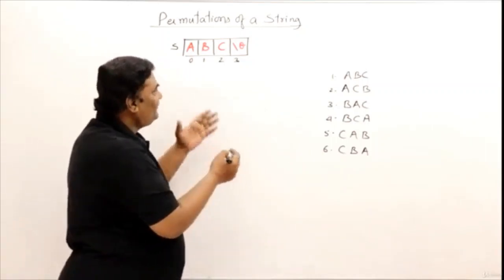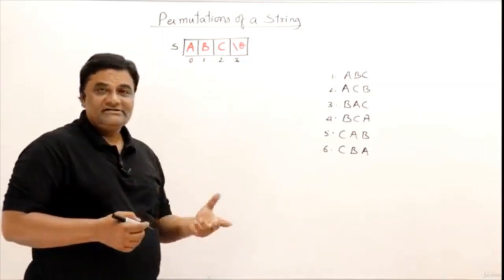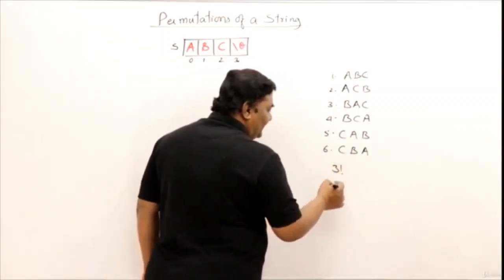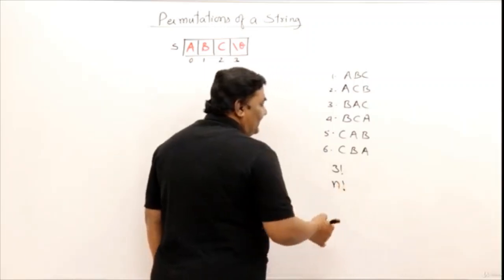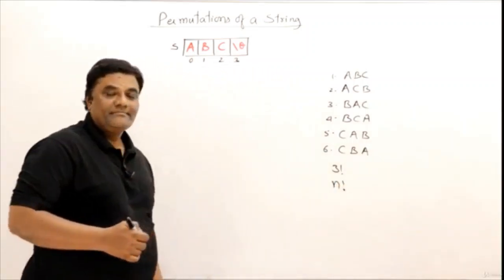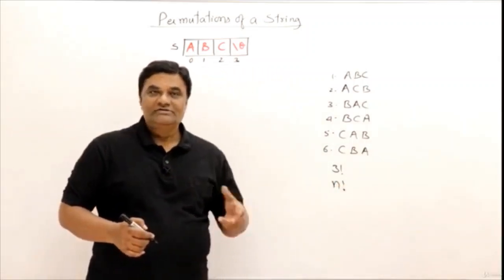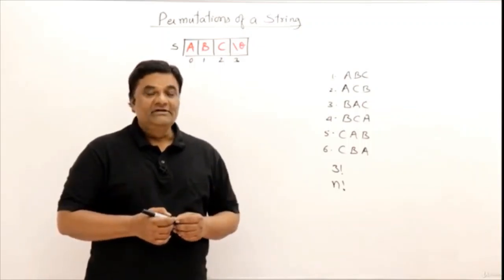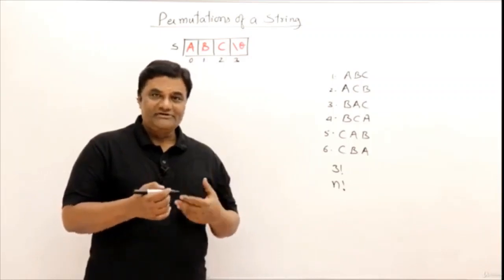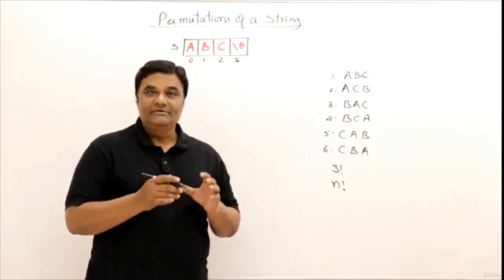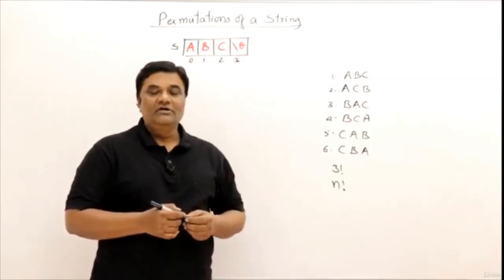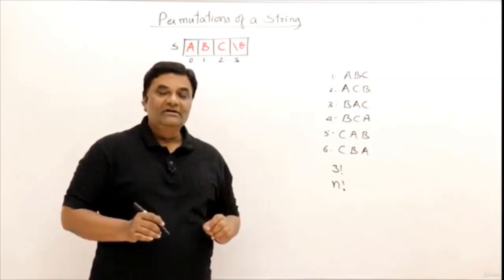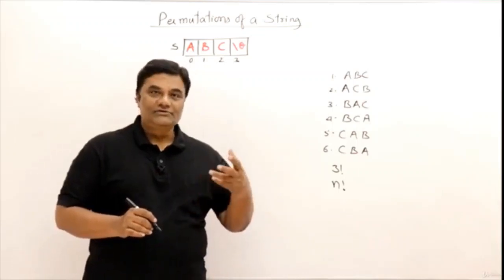If there are 3 characters in a string, how many permutations are possible? 3 factorial are possible. It means for n characters, n factorial are possible. So we want all those arrangements. Now how to get those arrangements? For that we will devise some logic for generating all those permutations. First let us do some board work to get the idea of how we can get those permutations.